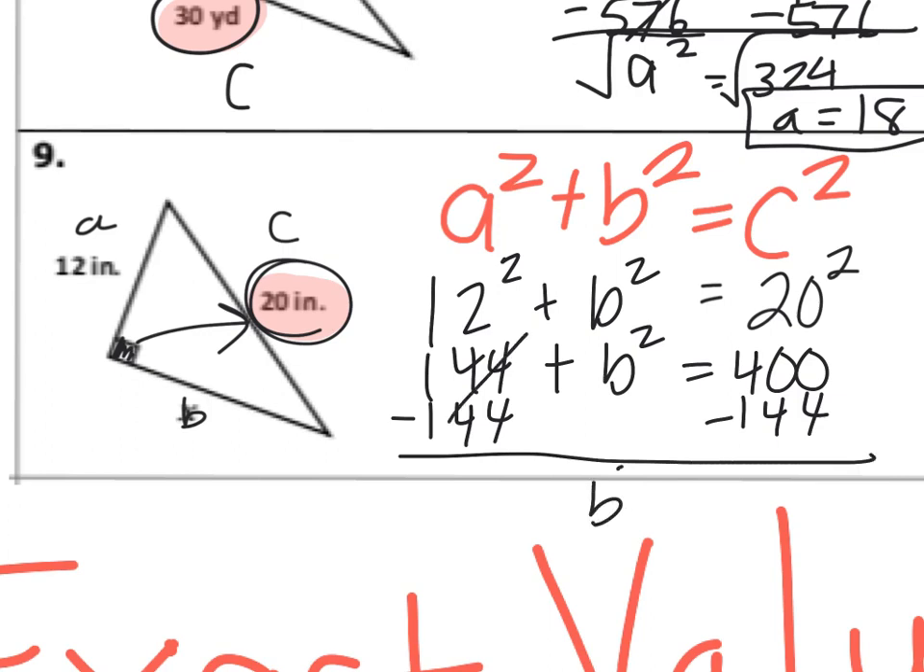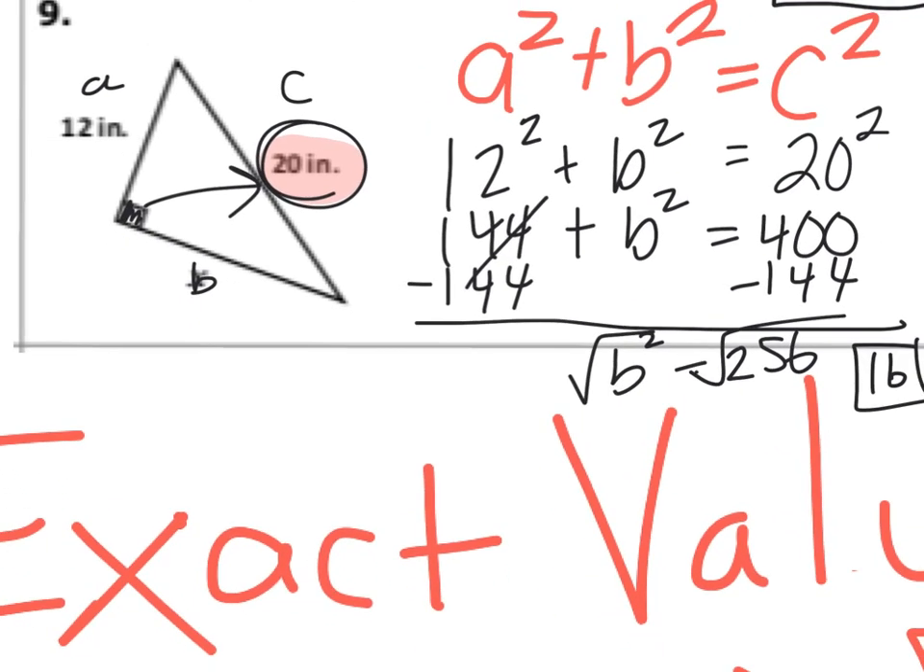So my only extra step is to subtract 144. So this is B squared equals, so in my calculator, 144 from 400 is 256. And again, when I take the square root, I get a nice answer. I get 16. Okay, and I know it's good because it's less than the 20.